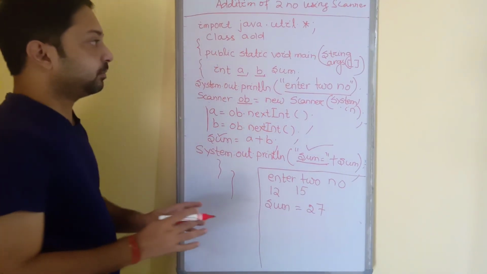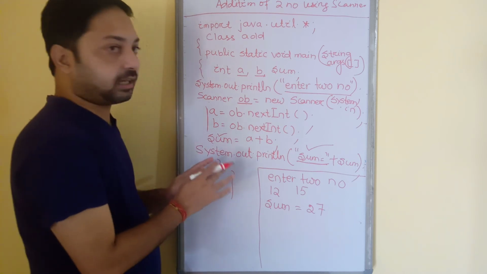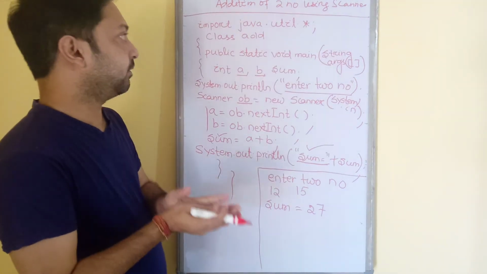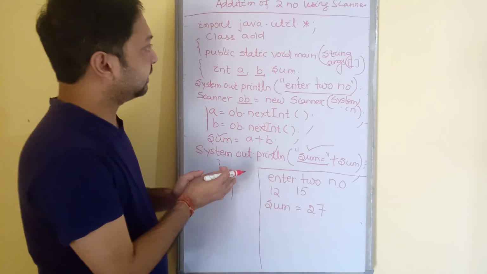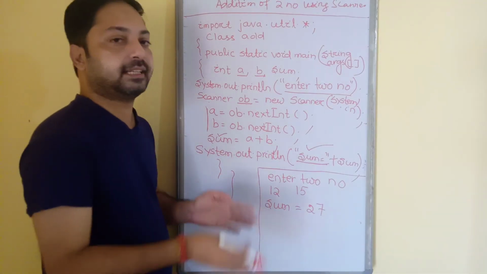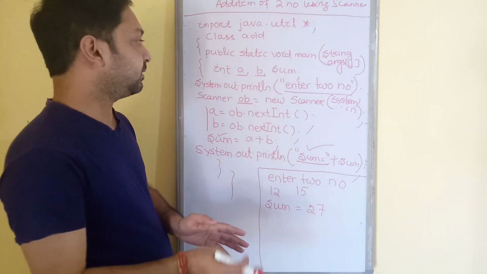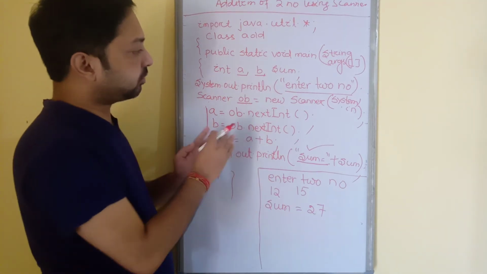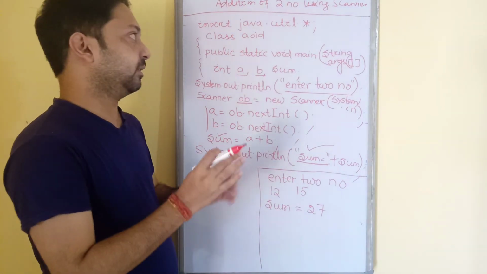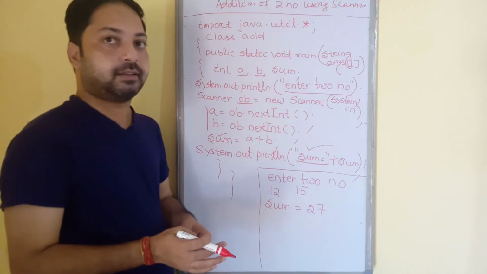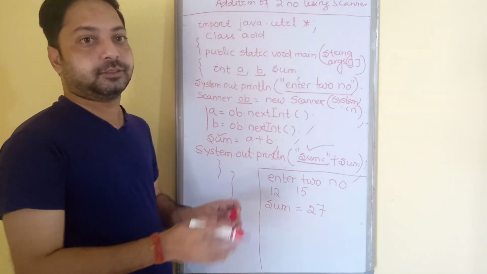This is the very simple way, the exact structure of how to write a Java program. First you need to import the package, then write your class, then the main method, and inside the method you create the object, and through the object you input the variables. In the next video I will come with some new programs using the Scanner class.